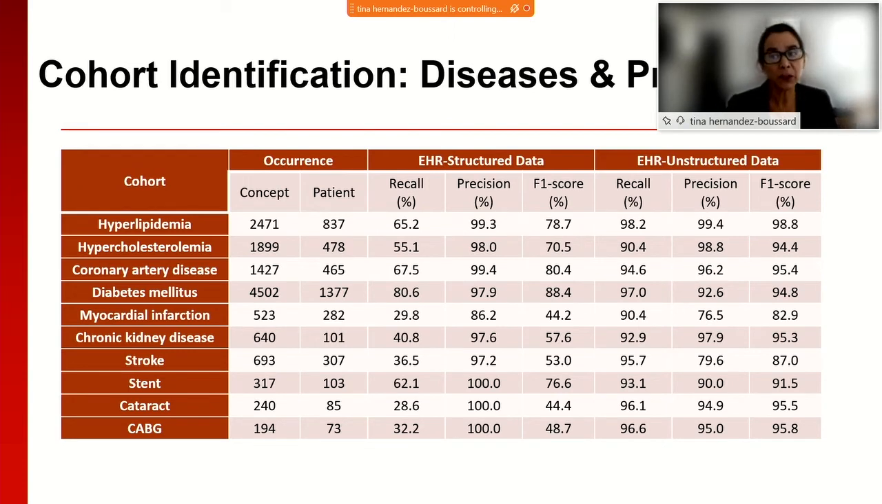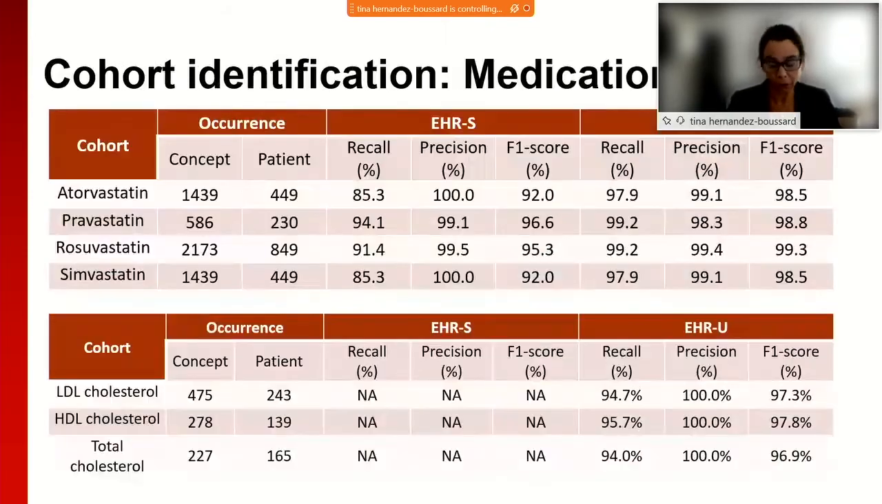When we then tried to extract these features from unstructured notes, we got much higher recall, above 90%, and very high precision also. When we looked at procedures, the structured data gave us very high precision. And that's likely because these are billable procedures, and therefore they're going to be very well documented in structured data. However, for recall, we found that it was extremely low using the structured data. And then in the unstructured data, we had very high precision and recall.